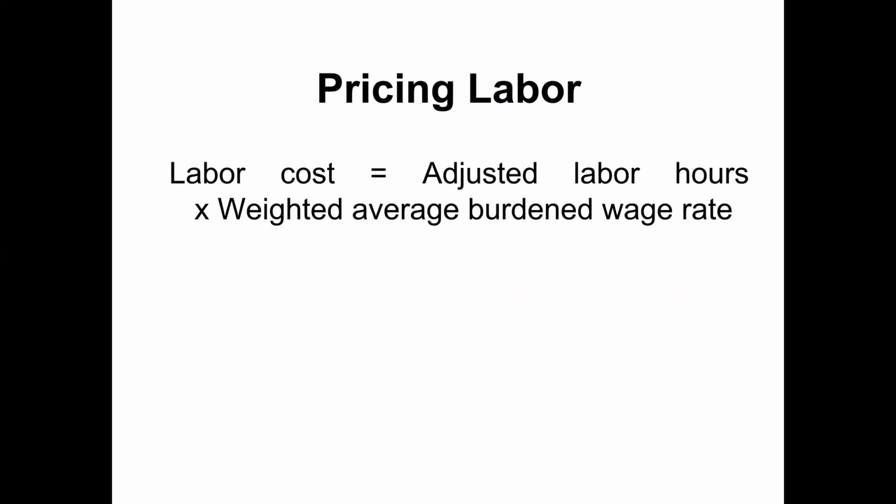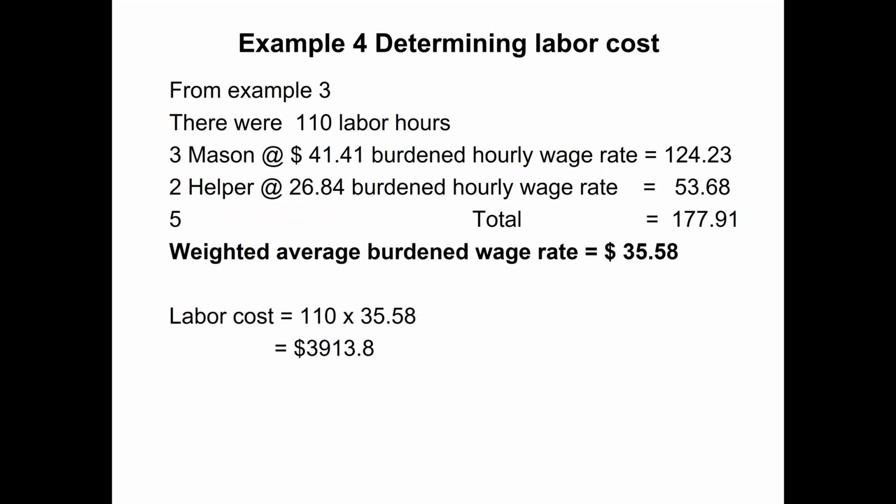Now, how are we going to price labor? If we have to make an estimate for bidding, we can calculate labor cost as adjusted labor hours multiplied by the weighted average burden wage rate. So we take the example from the previous example number 3, where there were 110 labor hours. There were 3 masons, and the rate for them is 41.41 burden hourly wage rate. So 3 multiplied by 41.41, we get 124.23. There were 2 helpers, getting a rate of 26.84 burden hourly wage rate. So 2 multiplied by 26.84, we get 53.68. We add up 124.23 plus 53.68, and the total is 177.91.